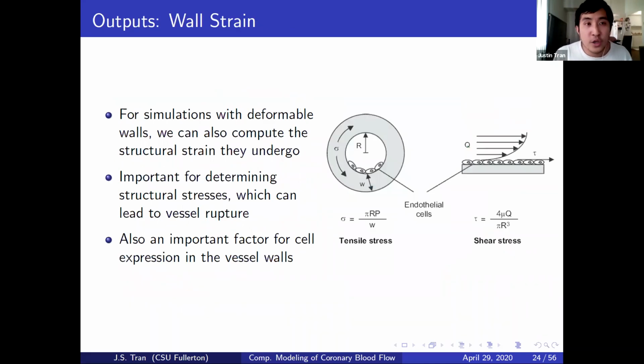Another output that we can look at is known as the wall strain. If you run a deformable wall simulation, you can measure the structural stresses in your wall. This is really interesting because this determines how the cells that line your vessel wall are going to respond to that stress. And it's also something that's extremely difficult to measure in a living person.